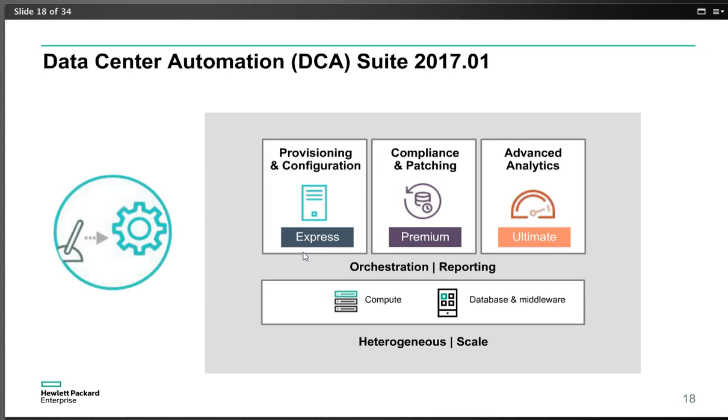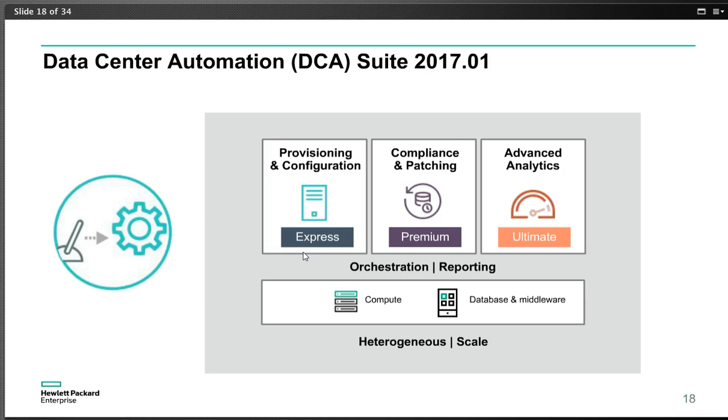The Premium tier of DCA builds on the Express tier by bringing the patching and compliance capabilities on top of this now provisioned infrastructure. This includes the ability to conduct audits on infrastructure to ensure that where drifts are identified, the infrastructure configuration is remediated to bring it back under compliance.